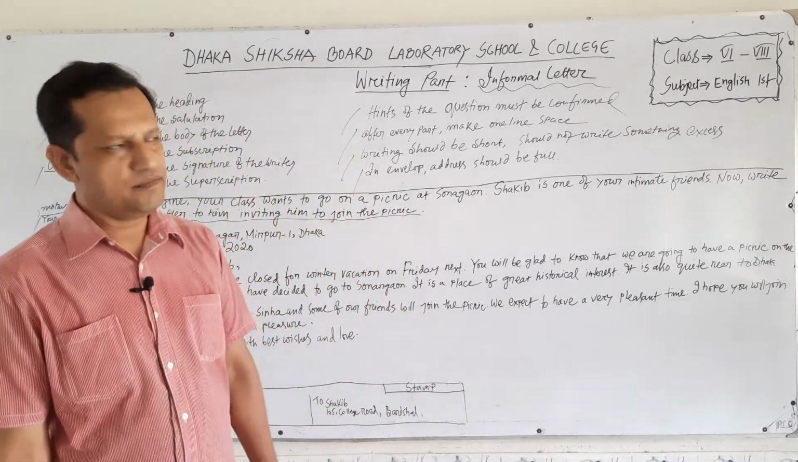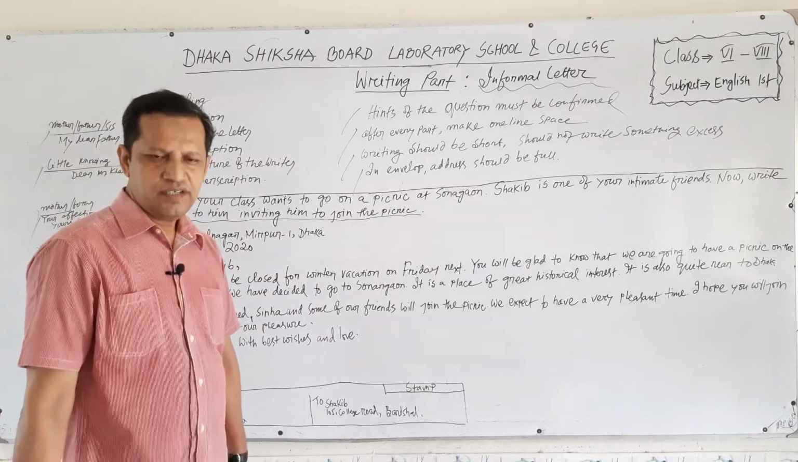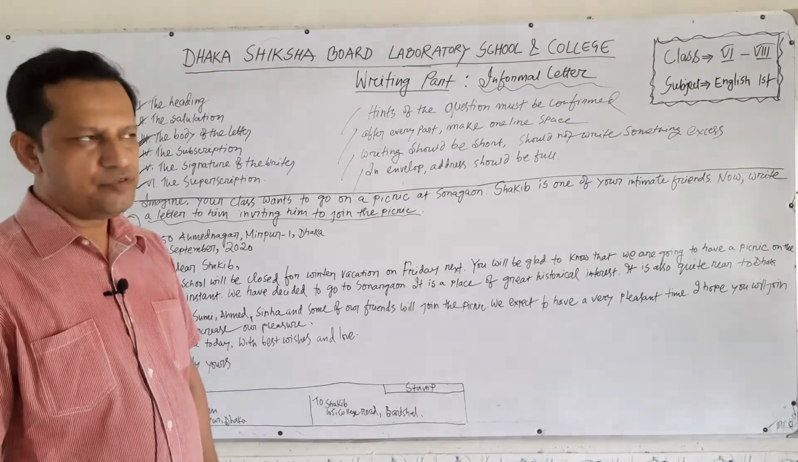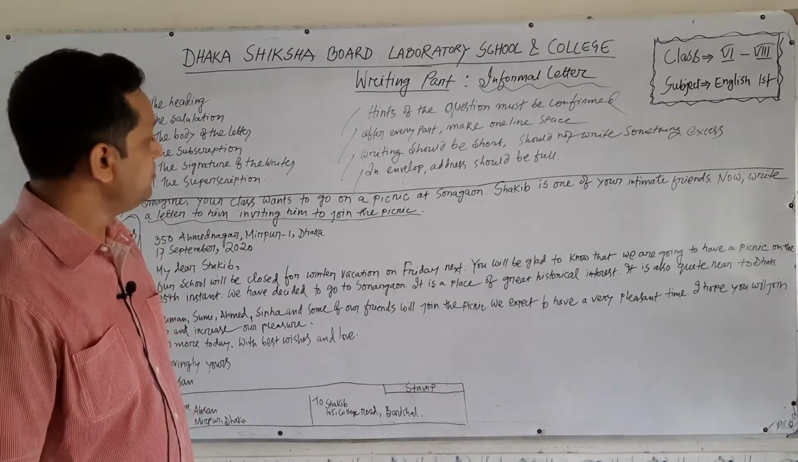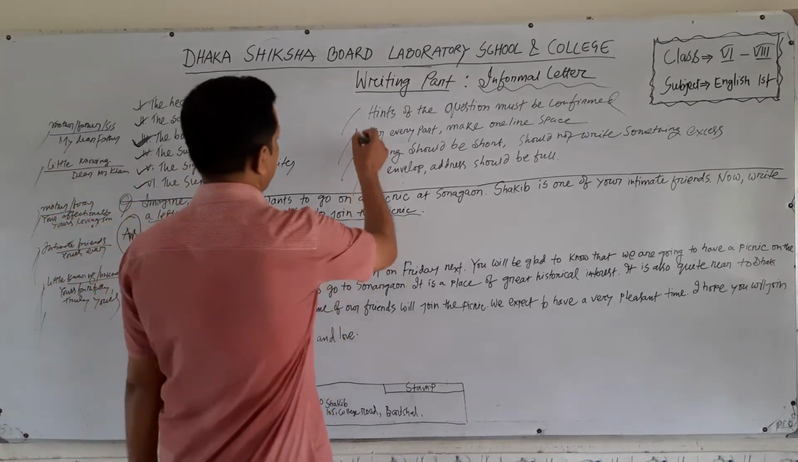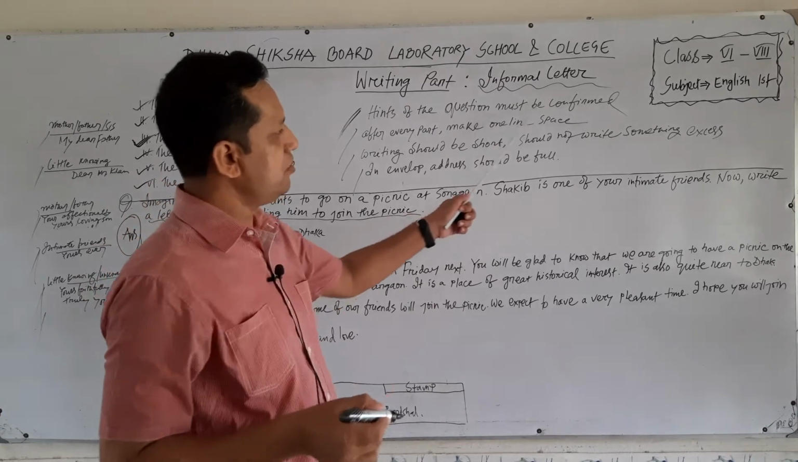My dear learners, here in the very beginning of writing an informal letter, you have to maintain some ways or some rules. My dear students, very beginning I like to discuss the ways or systems. Here, hints of the question must be confirmed.